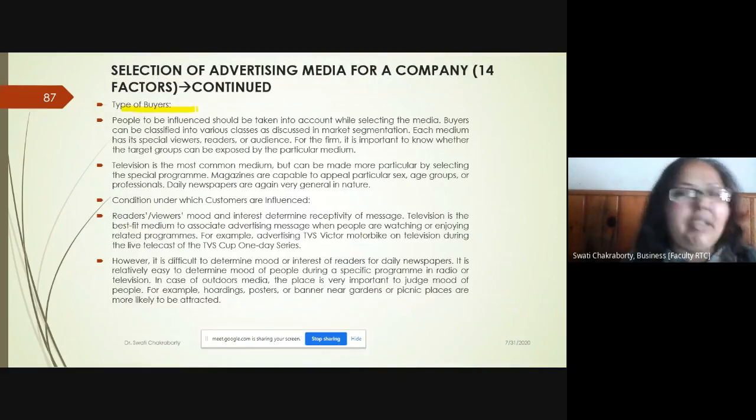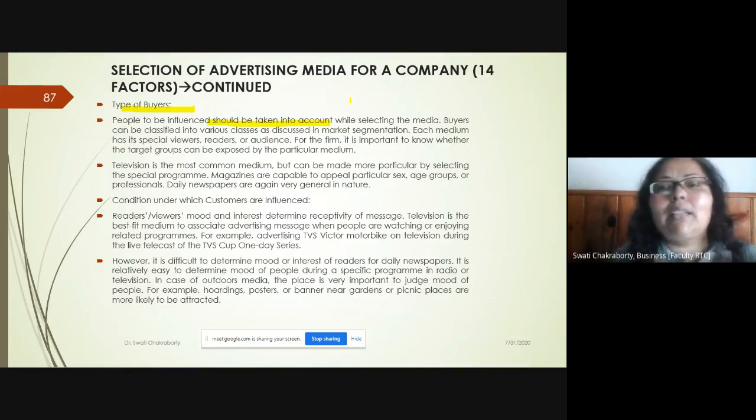Type of buyers is where people should be influenced; who is to be influenced should be taken into account while selecting the media. Who are your target customers? Accordingly you start thinking of the media, which would be the best way where you can reach your target customers. Television is the most common, right?